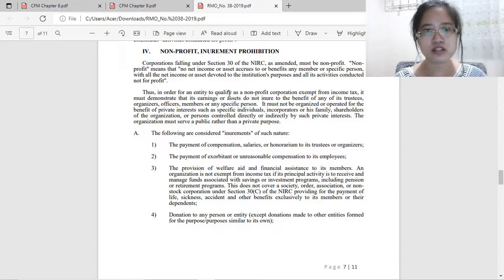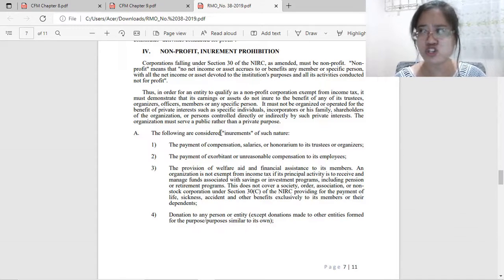Thus, in order for an entity to qualify as nonprofit exempt from an income tax, it must demonstrate that its earnings or assets do not inure to the benefit of any of its trustees, organizers, officers, members, or any specific person. It must not be organized or operated for the benefit of private interests, such as specific individuals, incorporators, or his family, shareholders of the organization, or persons controlled directly or indirectly by such private interests. The organization must serve a public rather than a private purpose.